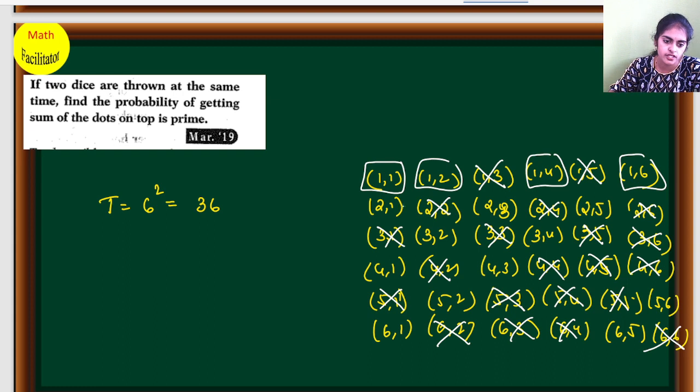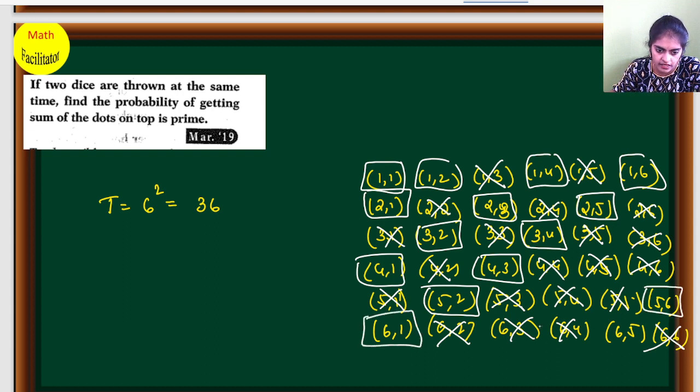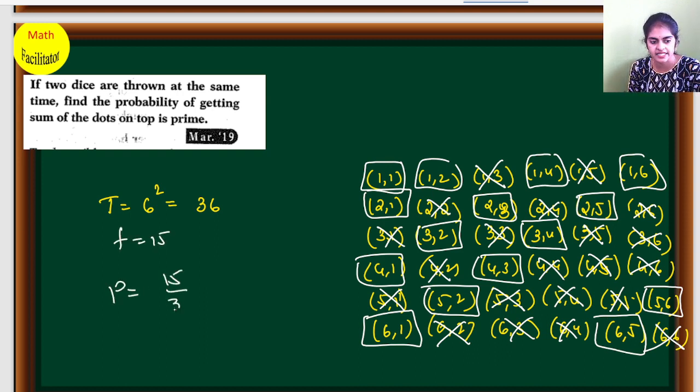సో ఎన్ని ప్రైమ్స్ వచ్చినాయి చూడండి. సో 1 2 3 4 5 6 7 8 9 10 11 12 13 14 15. So favorable outcomes are 15. So your probability is 15/36. కావాలంటే క్యాన్సిల్ చేయండి. సో 5 3s are 15, 5 12s.